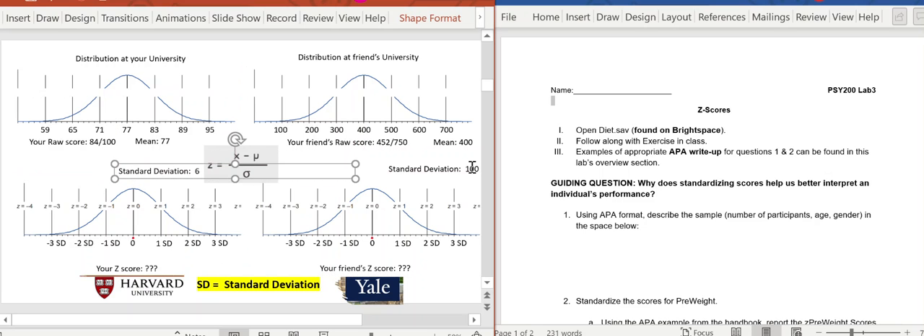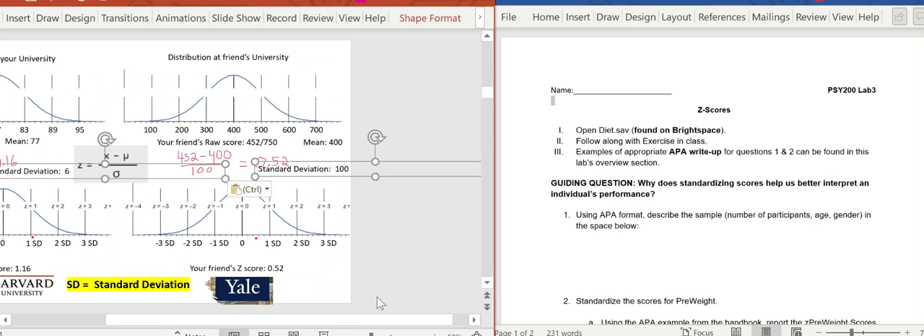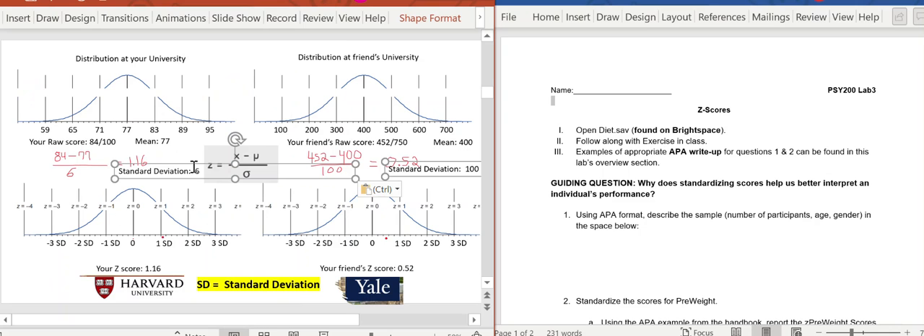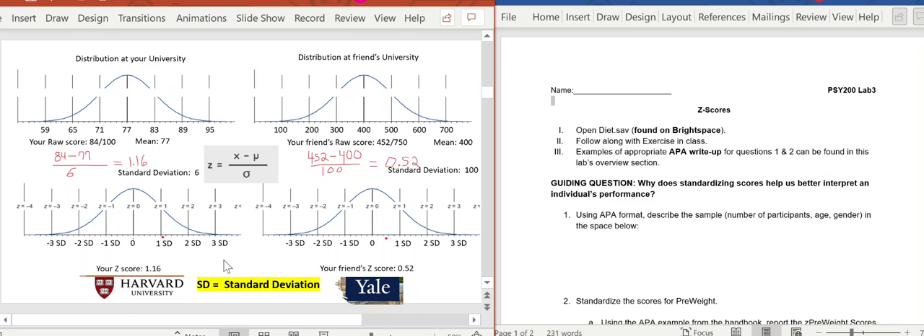I think that's just about right. It's a little bit jumbled up, but you get the point here. All I'm doing is plugging in these numbers here. So the mu is represented by 77, and the 6 is represented by the standard deviation. And lo and behold, we see that in this case, your score is 1.16 standard deviations away from the mean, which is right about here. And your friend's score is almost exactly 0.52 standard deviations away from the mean.